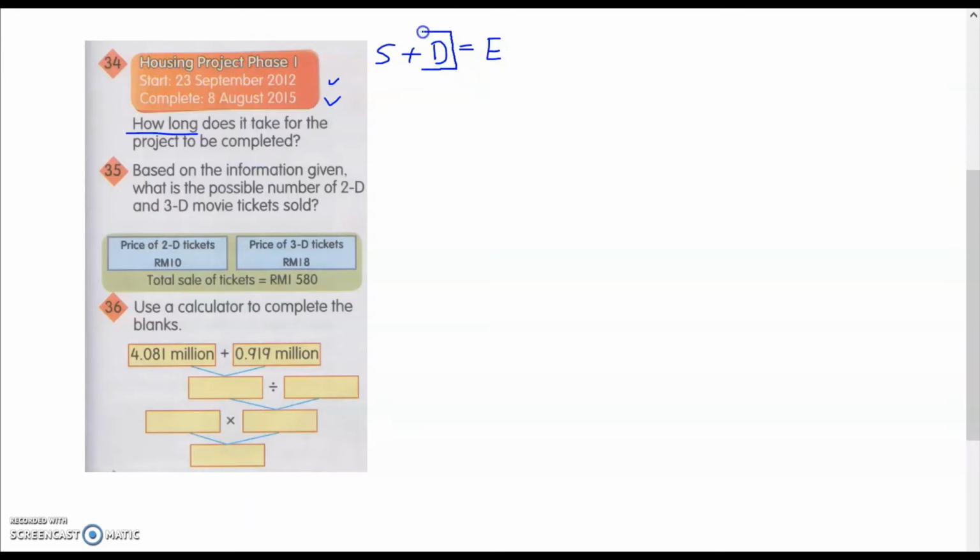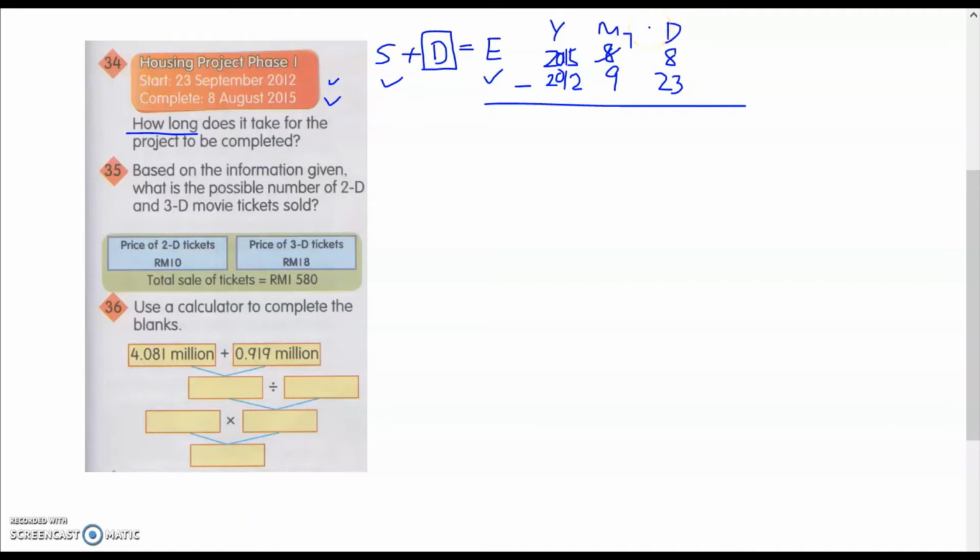So now we need to look for duration. So we take ending minus starting date. So we write year, month, days. Ending date is 8 August 2015. And then we minus the starting date, 2012, September 23rd. Now 8 cannot minus 23, so we need to borrow from the month. So 8, you borrow 1 month, it becomes 7.